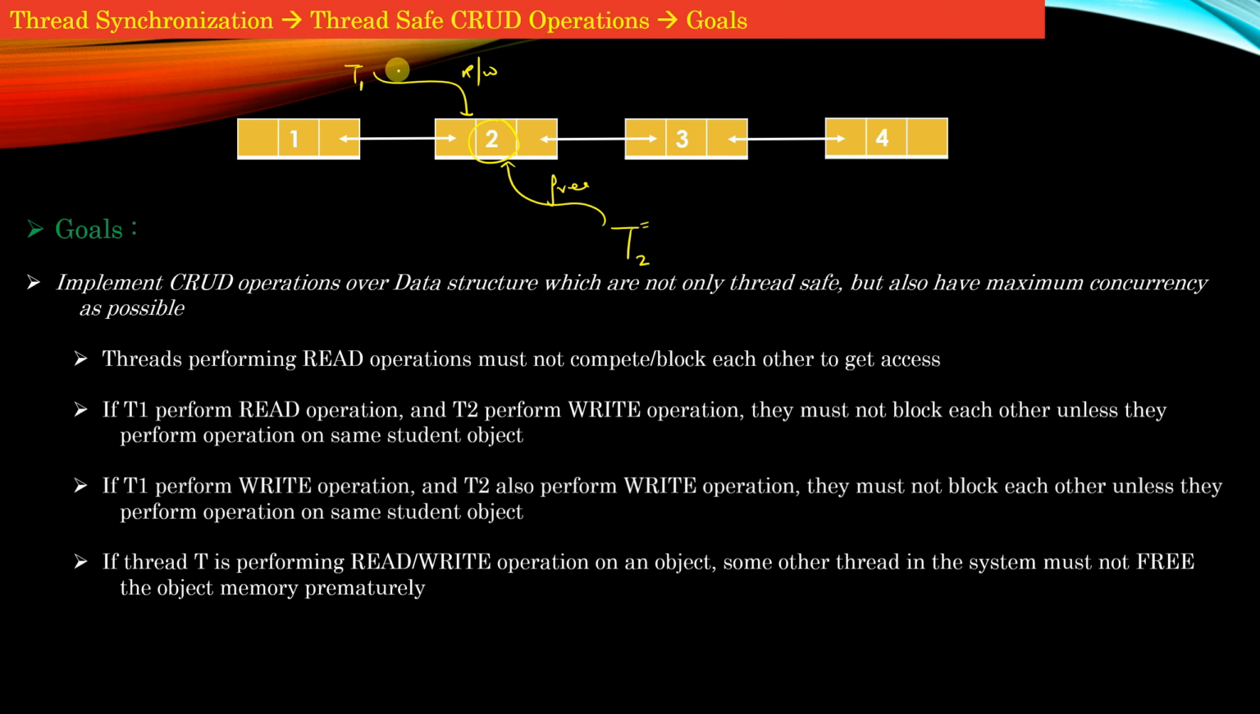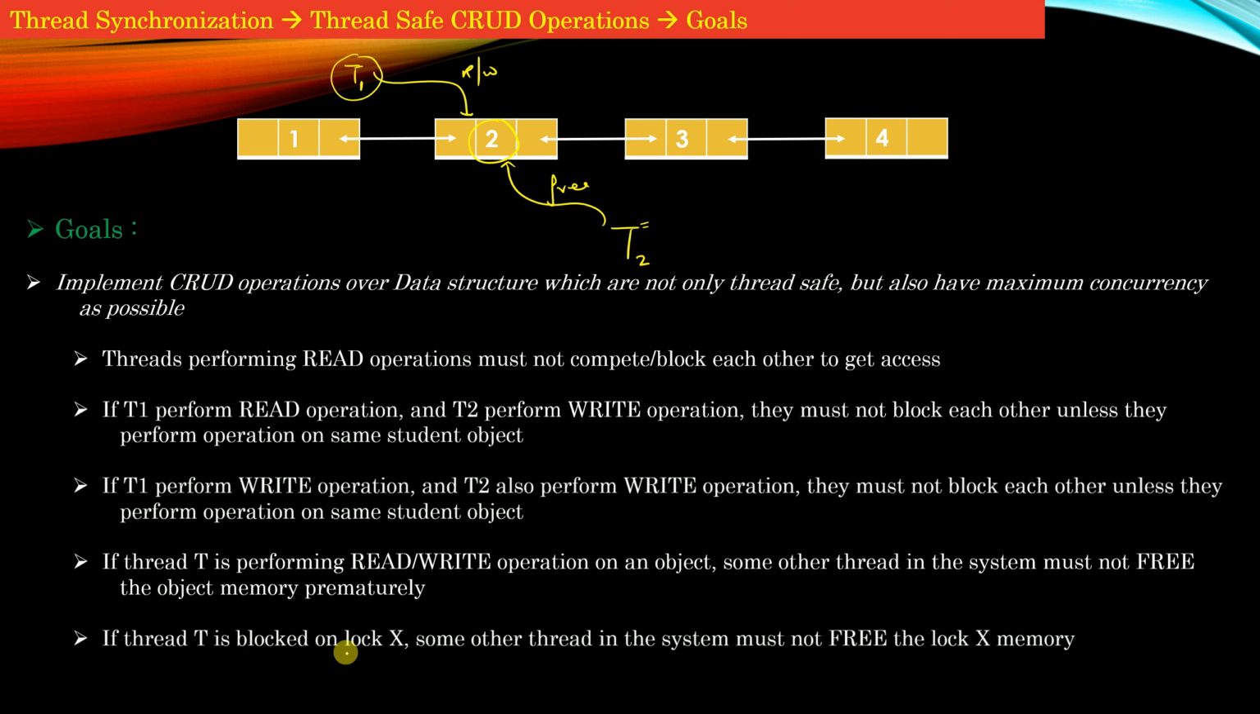So it means that the thread T1 would end up performing an operation on memory which has been freed. It means that your program is wrong, it may end up with undefined behavior, or it can crash, or a segmentation fault can happen. Alright, so we will need to avoid this situation.